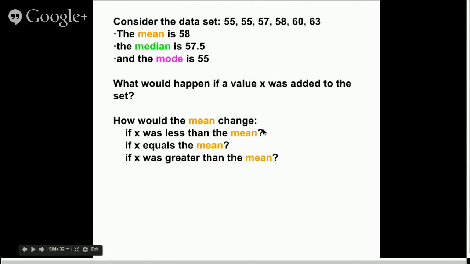Okay. If you add a number less than this, then the mean is going to go down. If you add 58 to it, then nothing will change. The mean will be the same. And if you add a number greater than the mean, then the mean will go up.